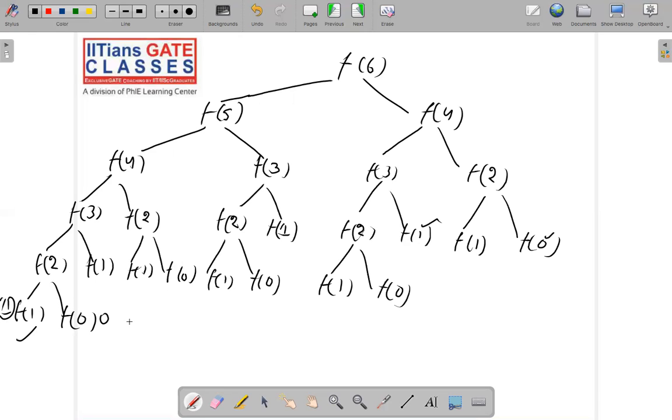Okay. So this is the call structure. This is the calling tree. This is how the tree will be called. Now remember, what is the call sequence? Sometimes GATE, or any other important exam, may ask you what the calling structure is: in which order these functions have been called?